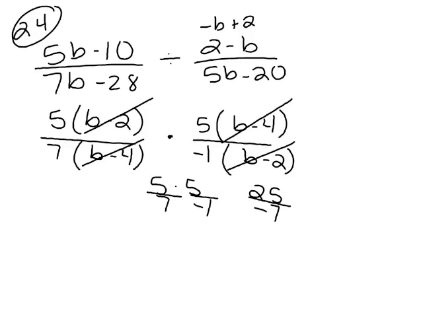Change that into a mixed number. 7 goes into 25 how many times? 3. 21, how many left over? 4 sevenths. Negative 3 and 4 sevenths.